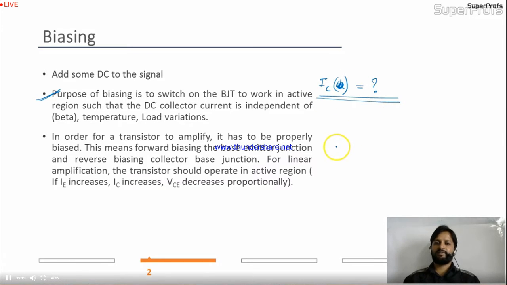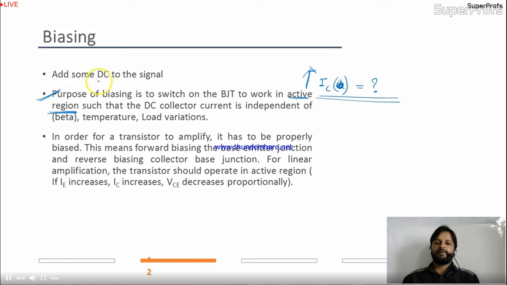Later we'll illustrate this point. So the purpose of biasing is to switch on the BJT to work in the active region. And why? I told you why the active region is important: because in this active region only we are using the BJT as an amplifier. The saturation and cutoff regions we are using for switching applications only. I hope it's clear to you.